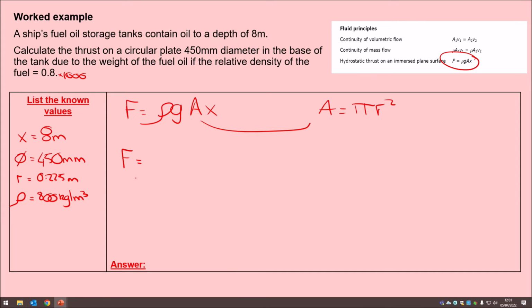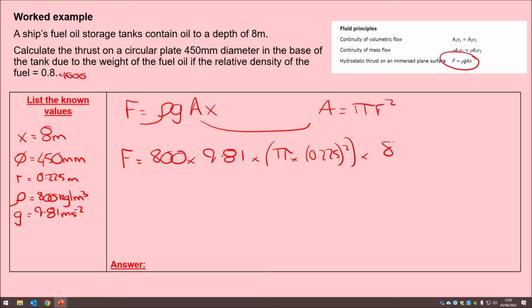I'm taking my information from the list: 800 times 9.81, the gravitational constant. If you want to make that part of your known values, crack on with that as well. I'm going to multiply that by the area, in brackets, pi times radius, with another set of brackets just in case, because we're not squaring the pi, we're just squaring the radius. That's multiplied by x, which is the height of the fluid in this case. That is 8. So for the force, we get a big number here.